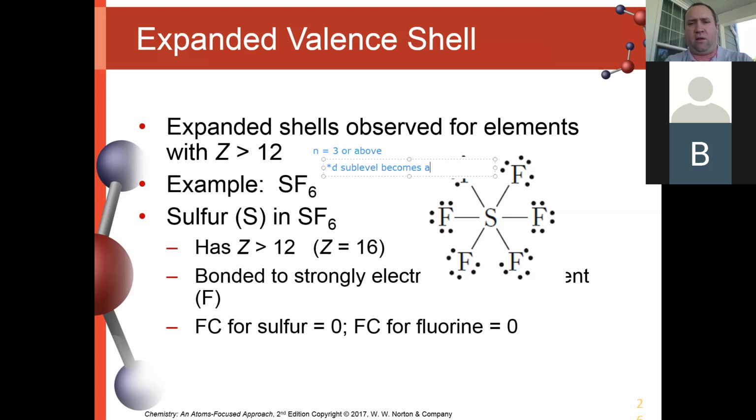And what happens in the third energy level is now we can expand upon the valence level. The valence subshells are the S and the P subshells. And so with the 2 electrons in the S and the 6 electrons in the P, that gives us our 8 electrons that make up the valence shell.